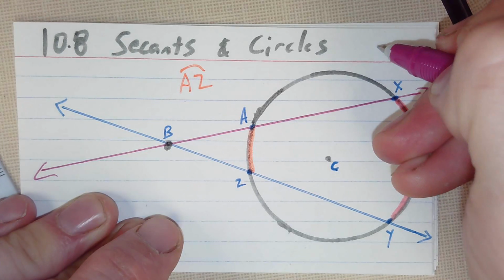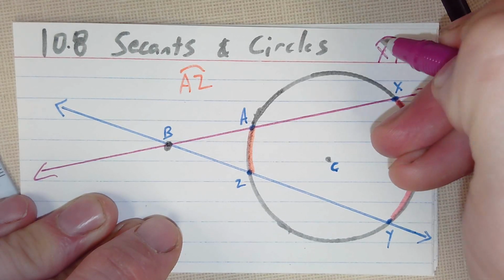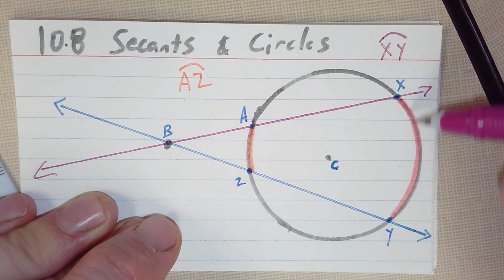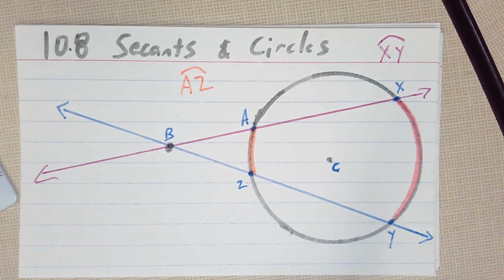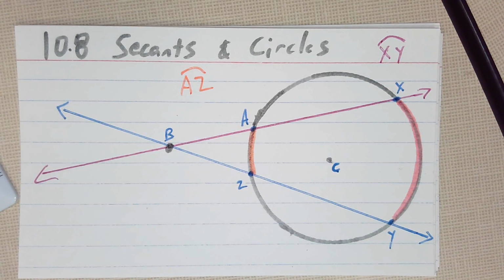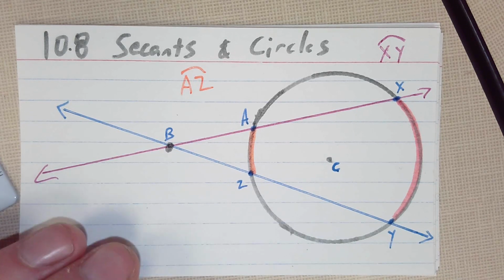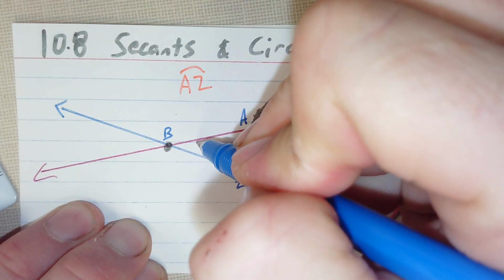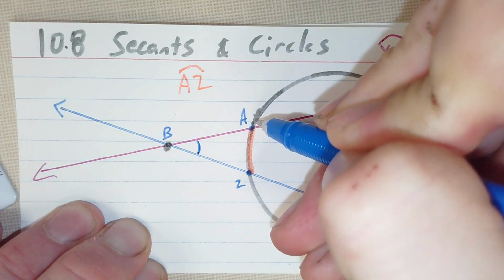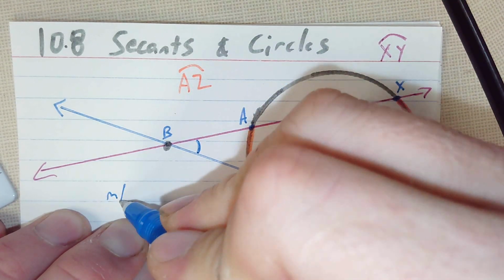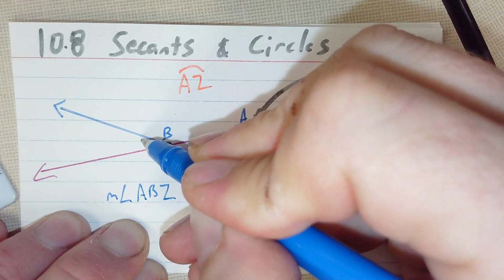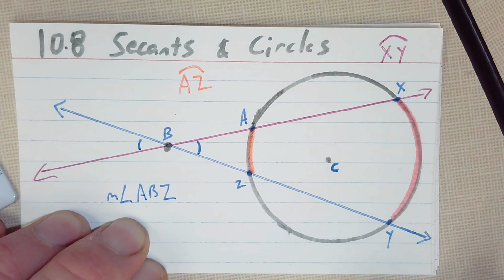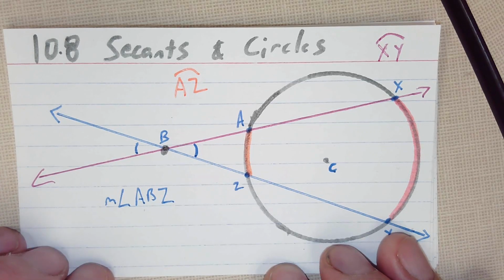and we have arc XY, which is also the big arc. And of course, the arc measure of XY will be bigger than the arc measure of AZ, right? But is there a relationship? Well, of course there's a relationship between those two and this angle measure. We'll call that, of course, the measure of angle ABZ, and of course you have its vertical angle there. All right, so what is that relationship?